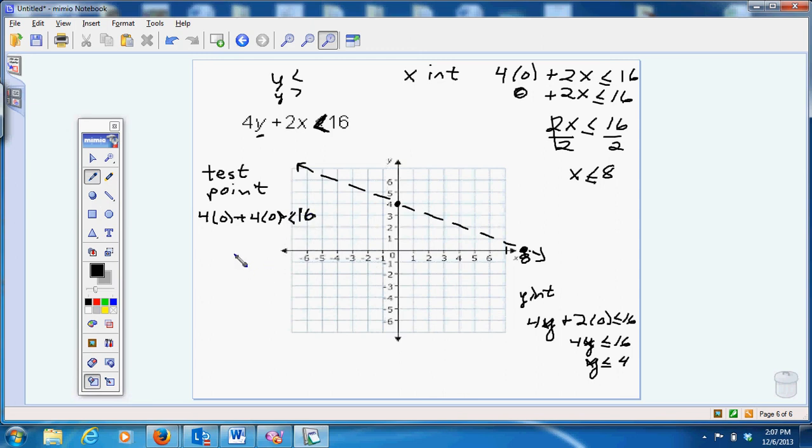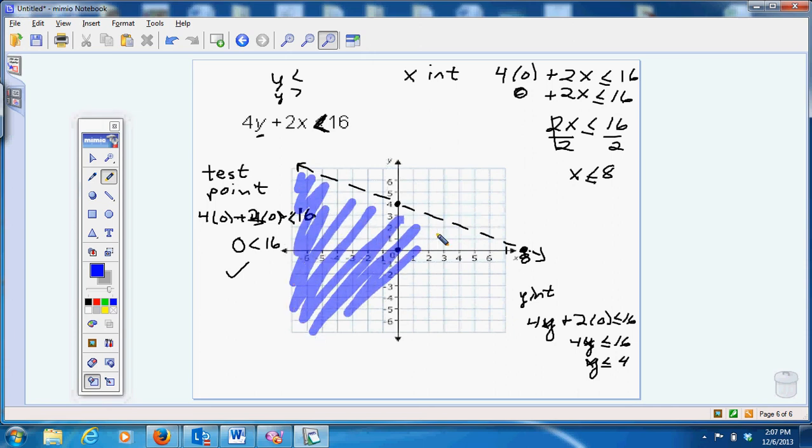16. Okay. Well, we know what this becomes. This all becomes 0 because this is 0 and this is 0. This should be a 2. I don't know why I'm making so many mistakes today. Apologize. But this is 0, less than 16. Is 0 less than 16? Yeah. That means that this is a solution. That means this point is in the solution. That tells me I'm going to be shading below the line. Every point that is in the solution area right there.